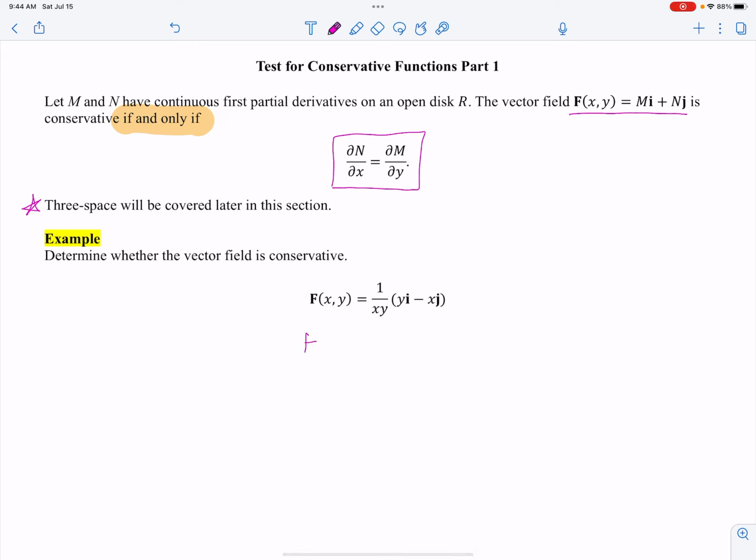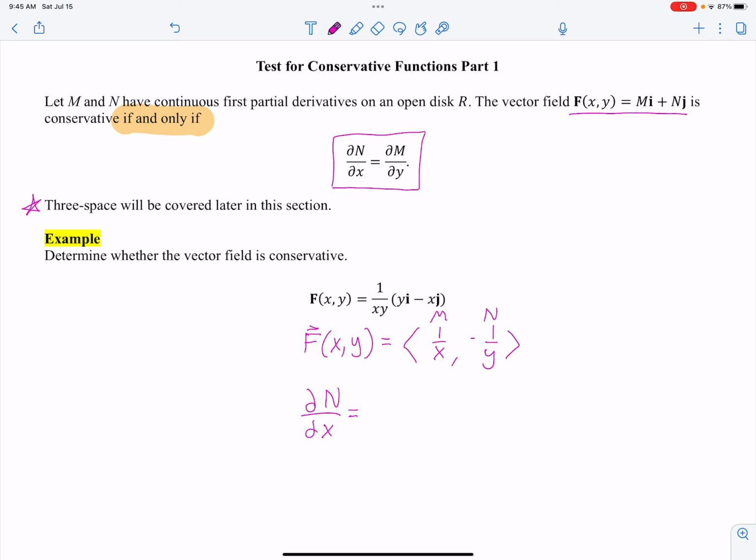Now, this vector field is not completely simplified, so I'm going to do that because it makes it much easier, and I get 1 over x comma negative 1 over y. There's my vector field, and they just want us to test if it's conservative. So this is M, this is N. We're going to label those a lot throughout these next sections. We're going to find the partial of N with respect to x, the j component with respect to x.